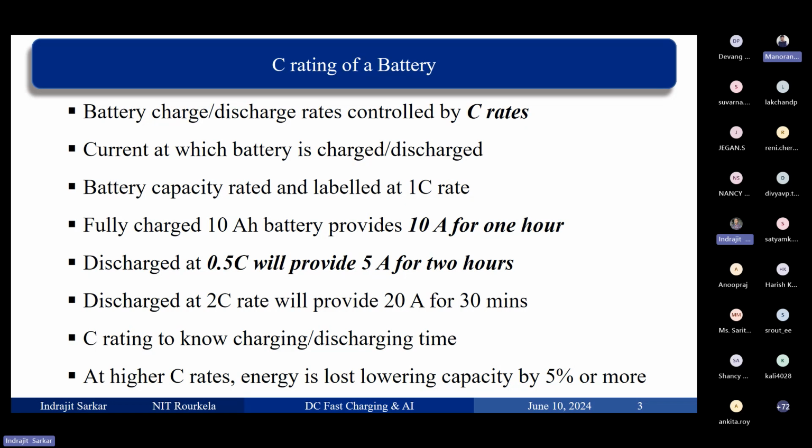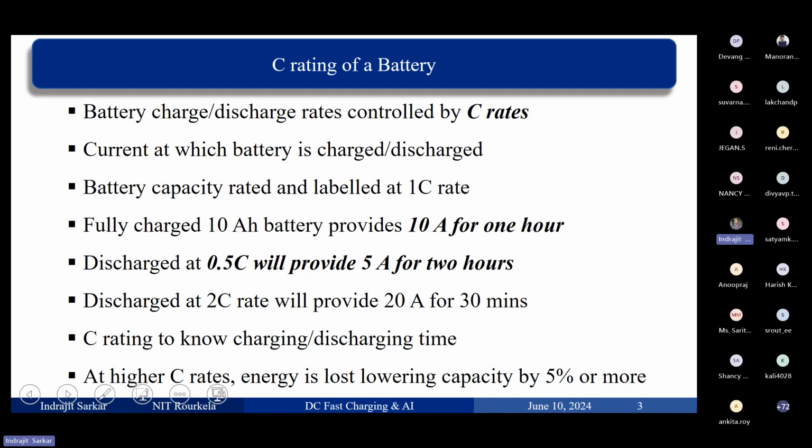So the duration for which the battery is going to supply current will get reduced. It is not exactly 30 minutes as in the ideal case. It will be, let's say, 25 minutes, depending upon the type of battery. So as I told, if somebody says that the battery is charging or discharging at a certain C rating, you can know the current as well as the time. At higher C rate, energy is lost, lowering the capacity by 5% or more. I already mentioned that.